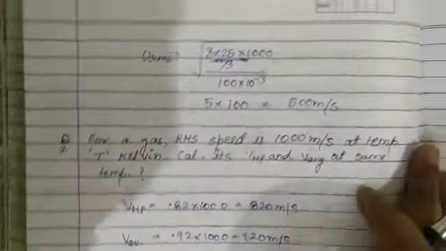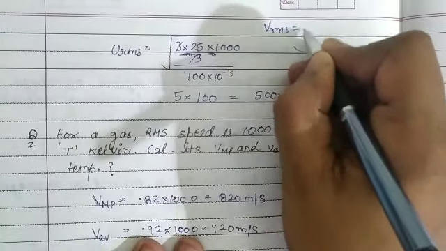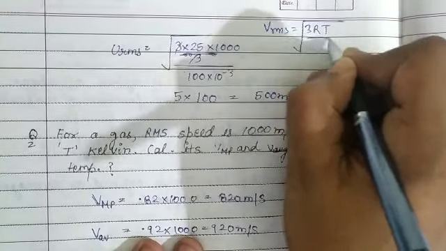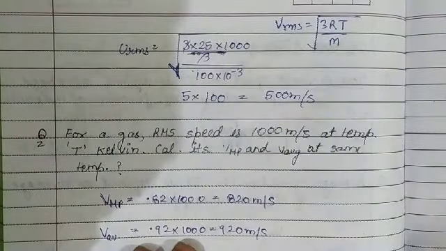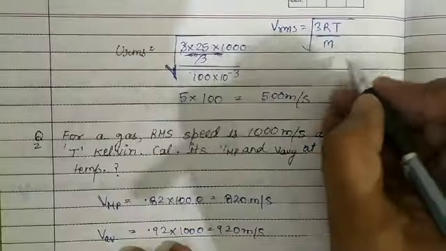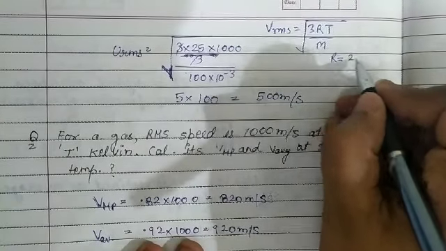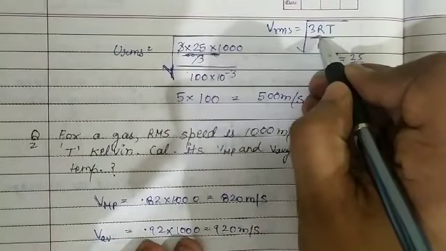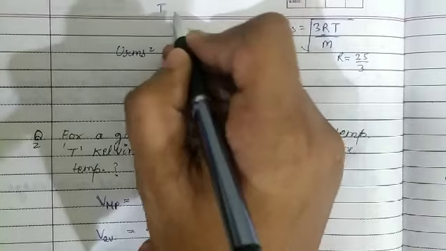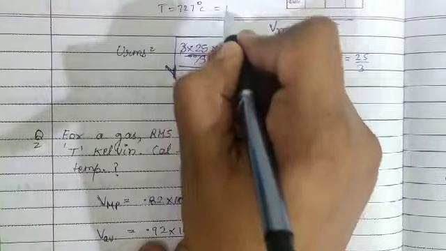We have to calculate the VRMS. As we know, VRMS is square root of 3 into R into T by M. In joules, the value of R is 8.314. To make the calculation easy, we take it as 25 by 3. Temperature is given, that is 727 degrees Celsius, so in Kelvin it will be 1000 Kelvin.